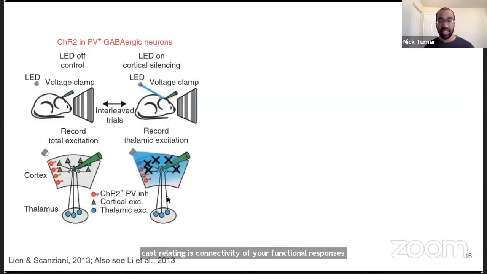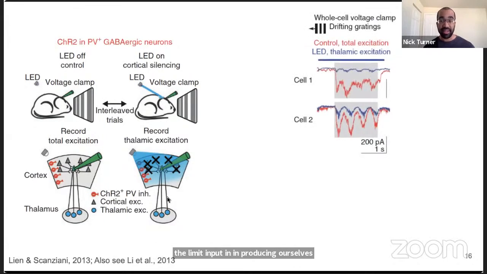We chose to focus on the dynamics of a pyramidal cell's functional response. Previous work using optogenetics to study layer 4 V1 pyramidal cells has suggested that local cortical connections act to amplify thalamic input in producing a cell's output. For example, Lien and Scanziani used optogenetics to silence the cortex of mice while they viewed drifting gratings and measured the input using whole cell voltage clamping.